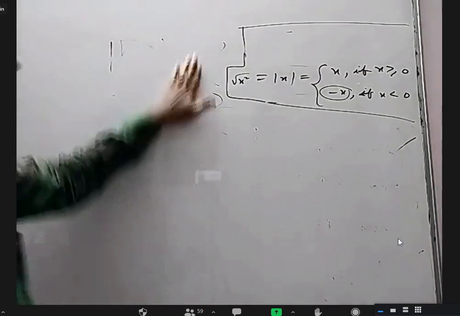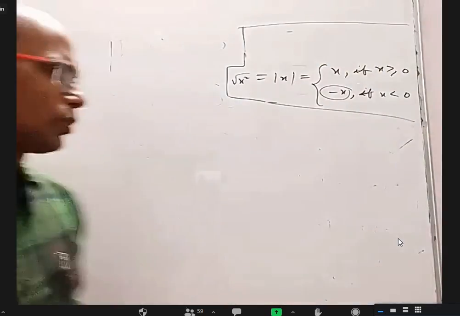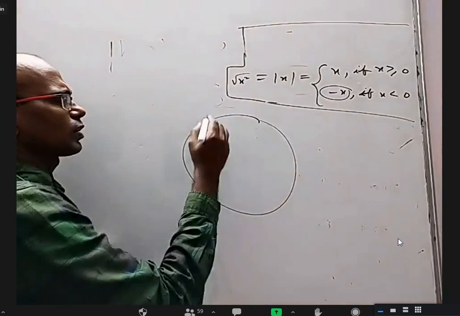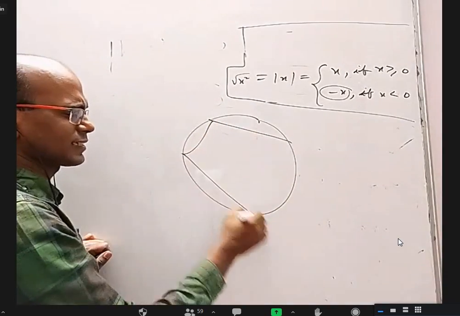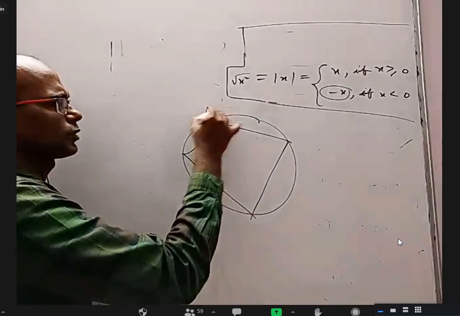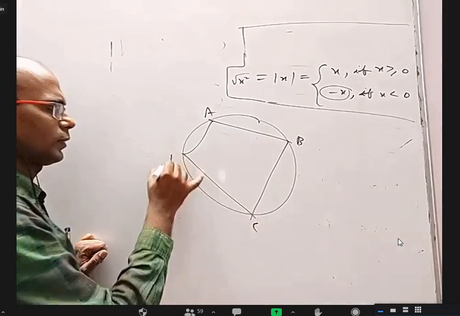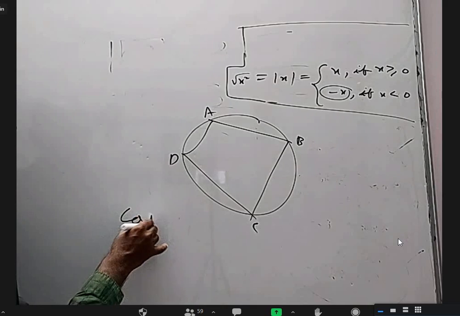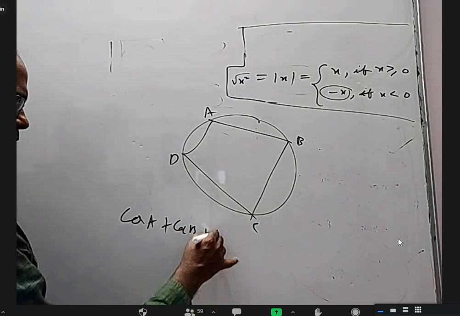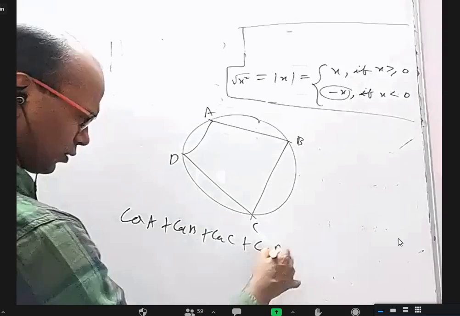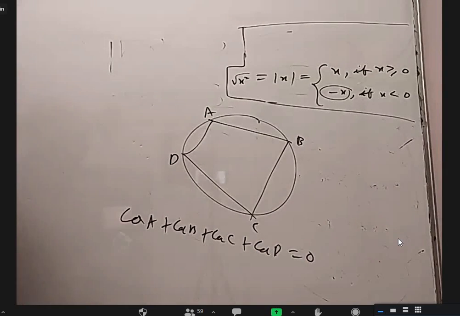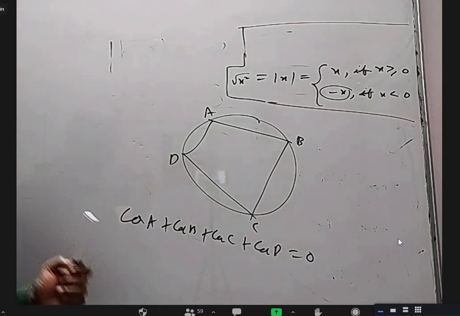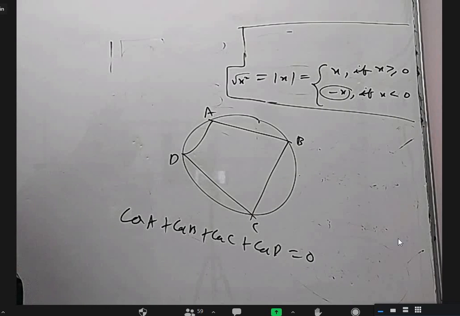I just gave you some idea. You will have some questions like, let us say there is a cyclic quadrilateral. You don't have to write this, just listen, because the same question will be there in the material, you can do it. A, B, C, D is a cyclic quadrilateral. Let us say they want us to prove cos A plus cos B plus cos C plus cos D is 0. If ABCD is a cyclic quadrilateral, cos A plus cos B plus cos C plus cos D is 0. Anybody want to give an idea why?